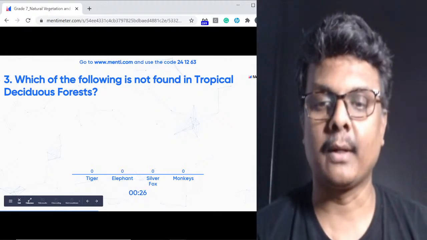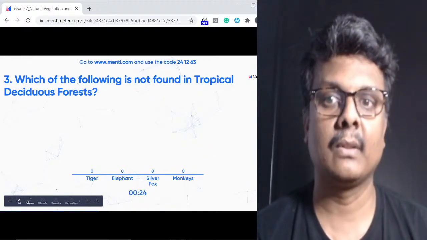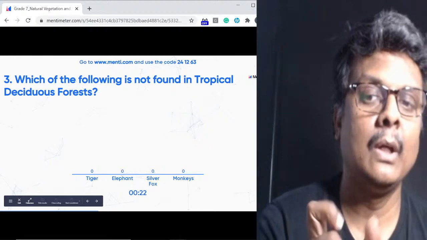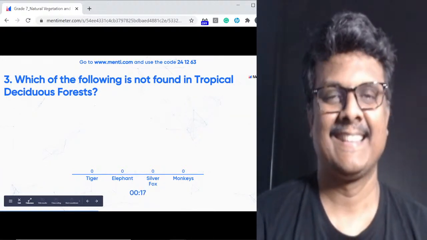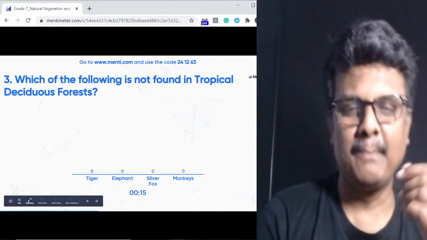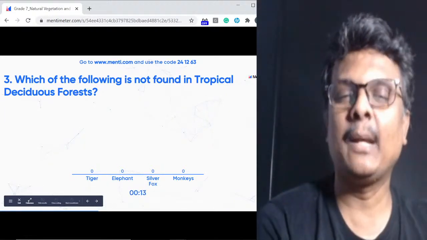So, which of the following is not found in tropical deciduous forests? Tiger, elephant, silver fox, monkeys. In tropical deciduous forests, one among these is not found. Come on, if you've been listening to me, this is a cakewalk for all of you.